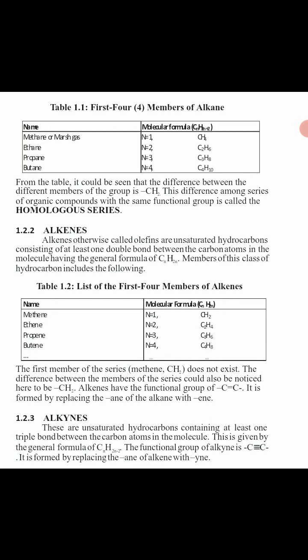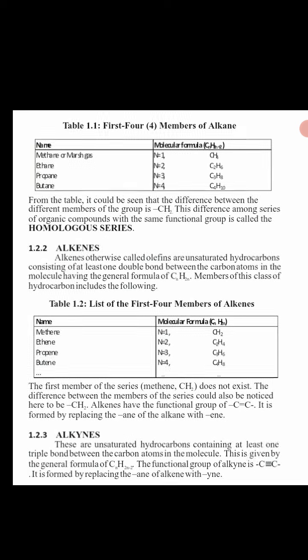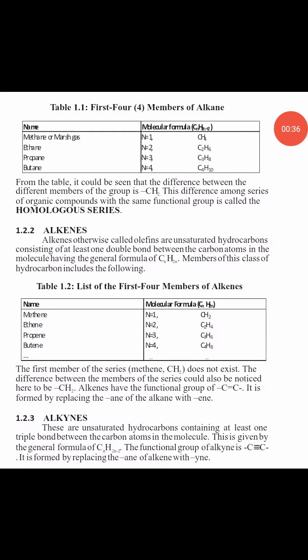It tells you that n is an integer. If I put n to be 1, for example, you have C1. n starts from 1. So C1 will have H4 from the formula CnH2n+2. You have C1H4, that is CH4, the first member of the alkane series.